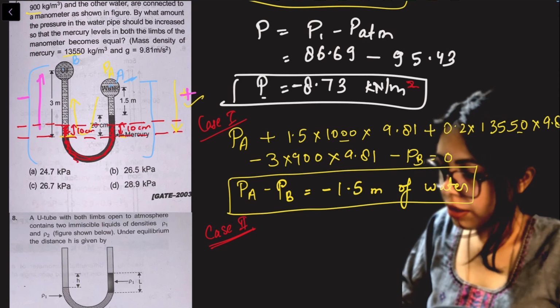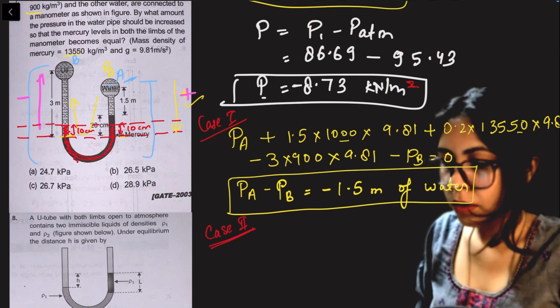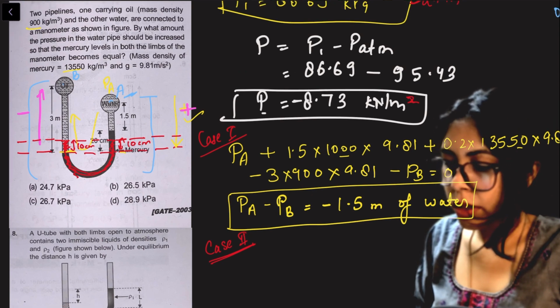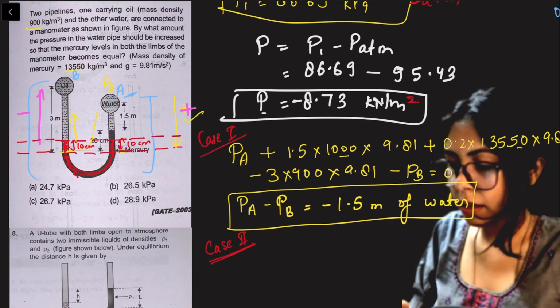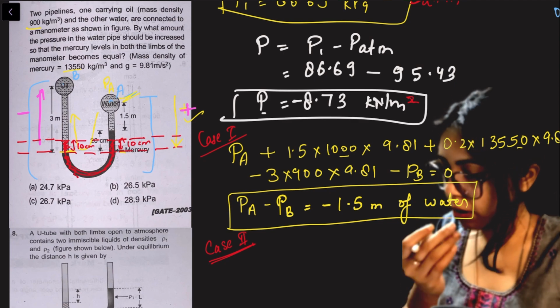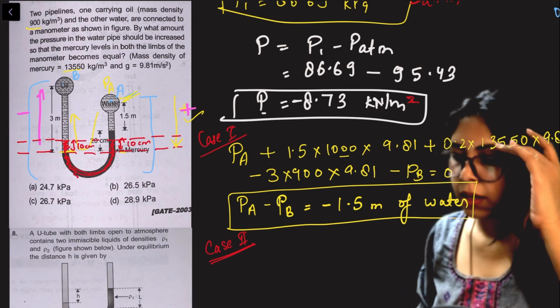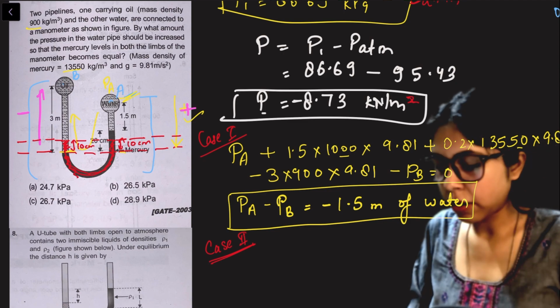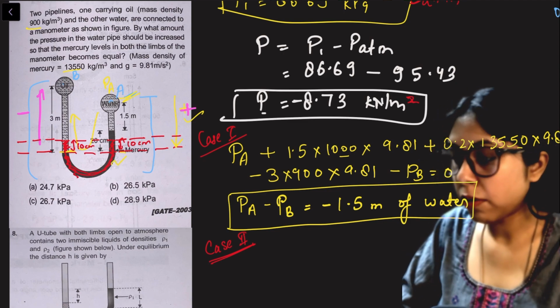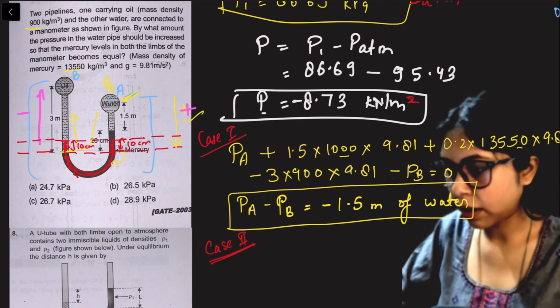So if I write the equation, now the question was by what amount the pressure in the water pipe should be increased. In this water pipe, that means water pipe A, how much pressure should be increased so that I get this level. So for this level, what will be the pressure difference, that we will calculate now.